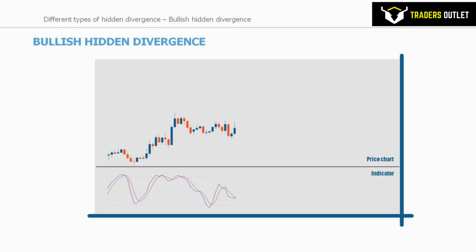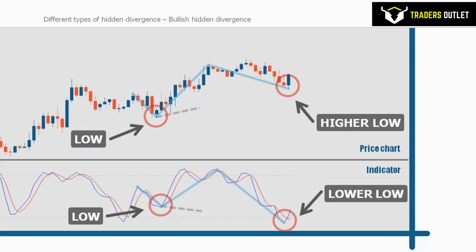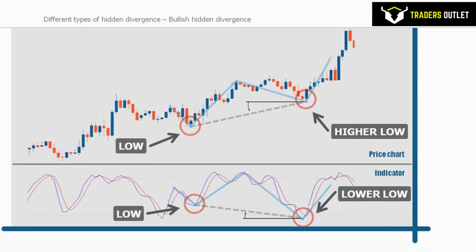an uptrend. From the chart example, we can see price making a series of higher lows denoting an uptrend. The indicator, however, is making a series of lower lows. There is hidden bullish divergence between the price and the indicator. The market direction then continues with the uptrend.